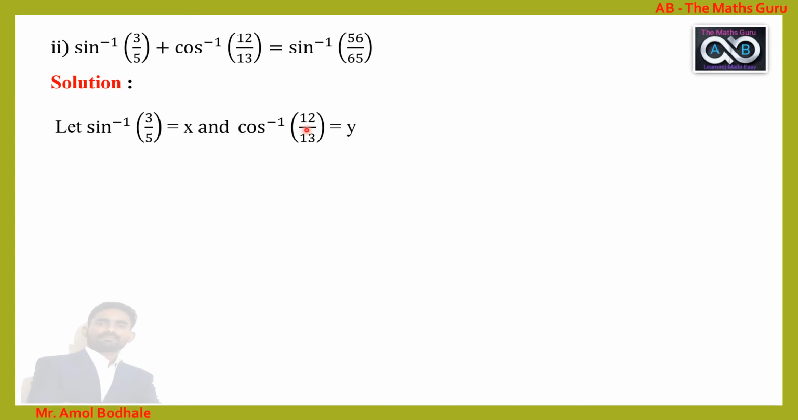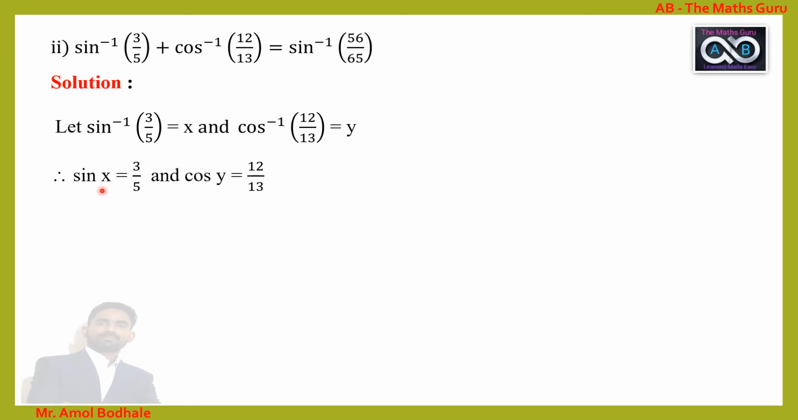For this type of example, as we know there is no standard angle for which sin is 3 by 5 or cos is 12 by 13. So if we suppose the first term sin inverse as x and the second term cos inverse as y, then we get sin x equals 3 by 5 and cos y equals 12 by 13. Here from sin x we have to calculate cos x, and from cos y we have to calculate sin y using the fundamental identities.